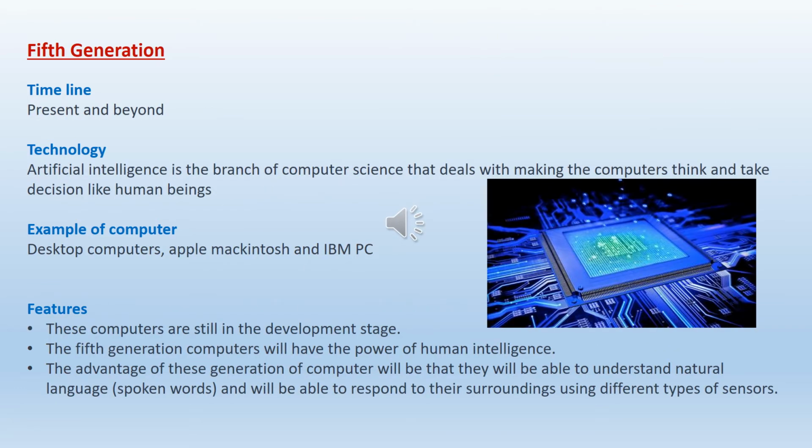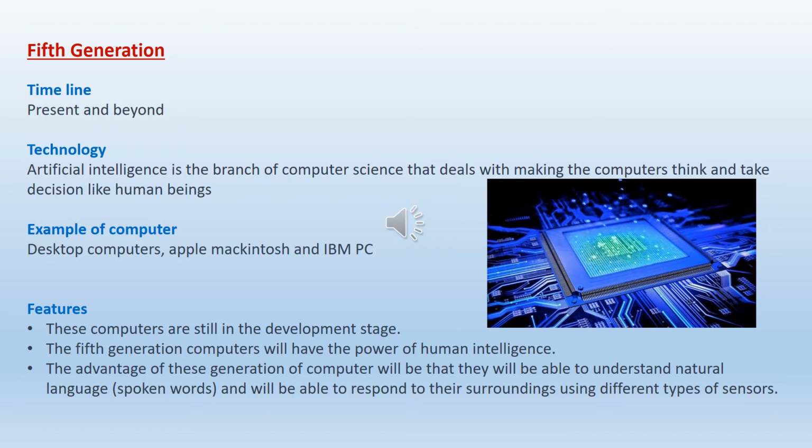Fifth generation, timeline: present and beyond. Technology: artificial intelligence is the branch of computer science that deals with making computers think and take decisions like human beings. So in this fifth generation, the computers can think and take decisions like humans. So we call it artificial intelligence.